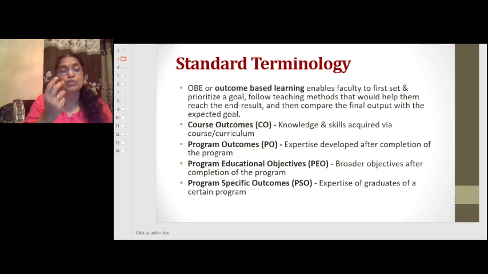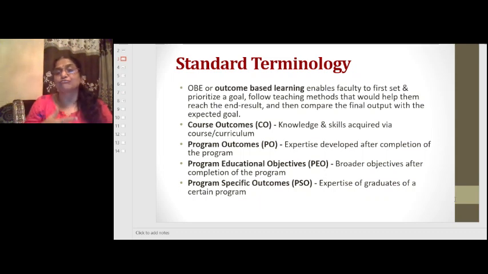And the last term we have to learn in this standard terminology is program specific outcomes. Now the word specific itself tells us about a certain program you have to acquire. Suppose in B.Tech itself you have different branches, ECE, CSC. So after completing a particular program, that is ECE, B.Tech, but in that you are specifically doing something, that is the CSC branch.